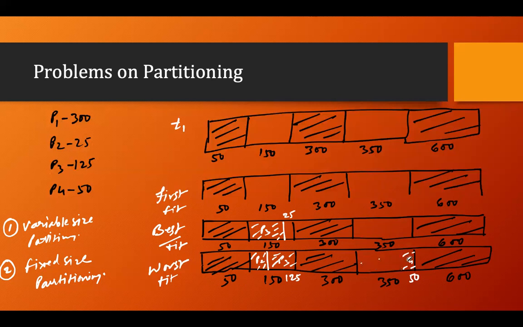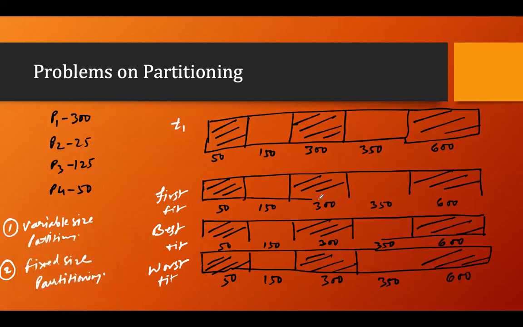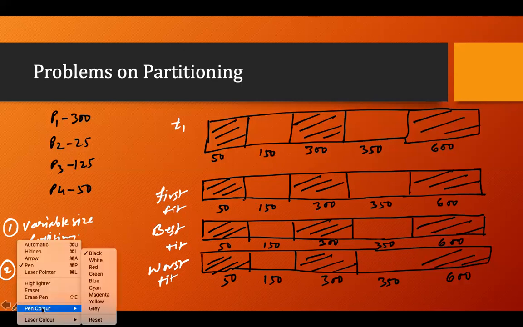And we know that in fixed size partitioning, once we accommodate a process, we cannot accommodate any other process into that particular portion. That is the problem of internal fragmentation. Fixed size partitioning suffers from internal fragmentation as well as external fragmentation. Both types of fragmentation problems it has. Now let's go for first fit first, and then we'll go for best fit after that.